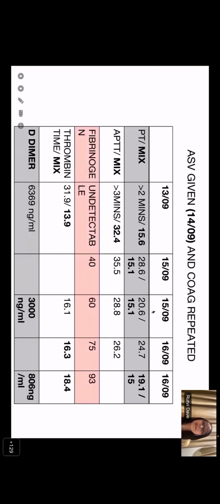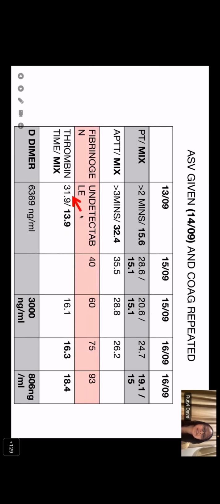And these are the repeat parameters that you can see over the period of this patient's hospital admission as the anti-snake venom was given. The PT started becoming normalized. The APTT, on the contrary, even shortened. The D dimer reduced, and the fibrinogen, which was previously undetectable, had reached a value of 93.